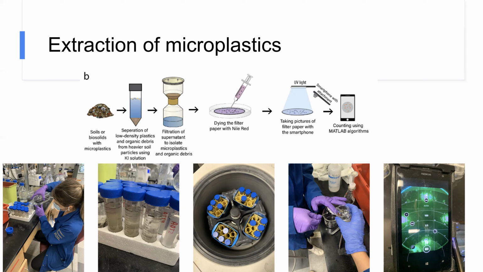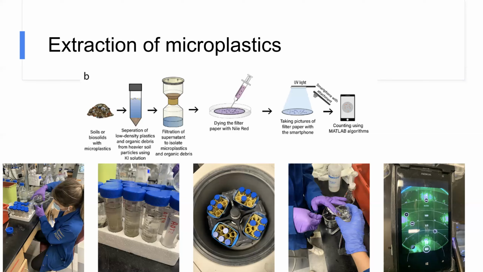Then we filter out the supernatant, and that will have plastics and some other materials. We add Nile red dye, which preferentially colors the microplastics. It colors everything, but under UV light, the plastic will glow. That way we can distinguish plastic particles from non-plastic particles, which are equally light.